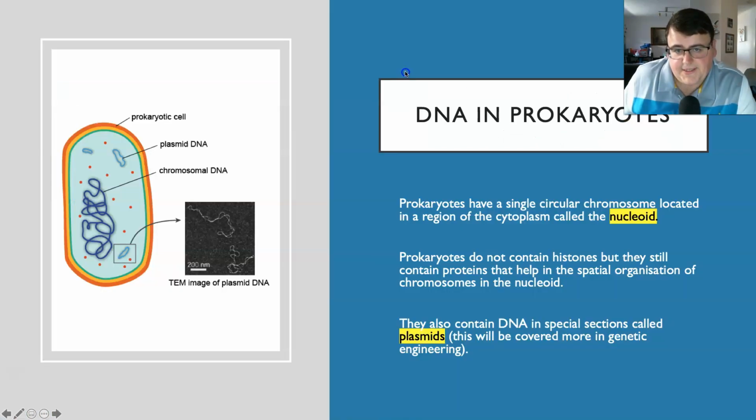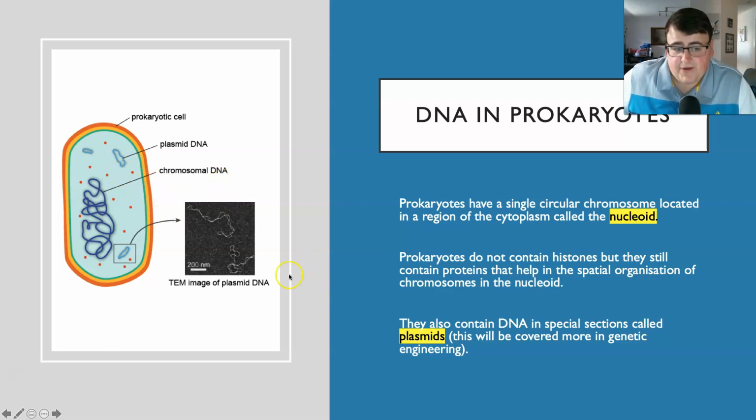So when we're looking at DNA in prokaryotes, remember a prokaryotic cell is a single-celled organism, the DNA is circular. And because prokaryotic cells don't have organelles, we find that in the region called the nucleoid. So this region here is called the nucleoid. I know the diagram doesn't really look circular, but trust me, the DNA is circular. Prokaryotic cells don't contain histones, but they do contain other types of proteins which will help in the organization of the chromosomes in the nucleoid.